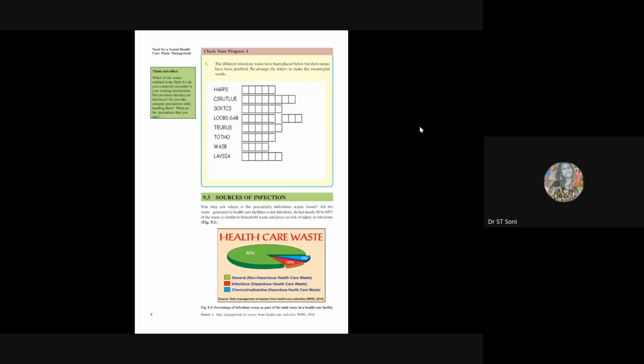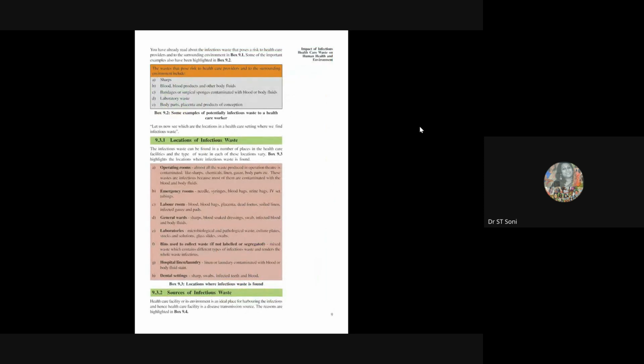Healthcare waste, as we all know, comprises 10% infectious waste, otherwise 85% is general waste, and the chemical and radioactive waste are the other hazardous healthcare waste, which comprises 5% of the waste.